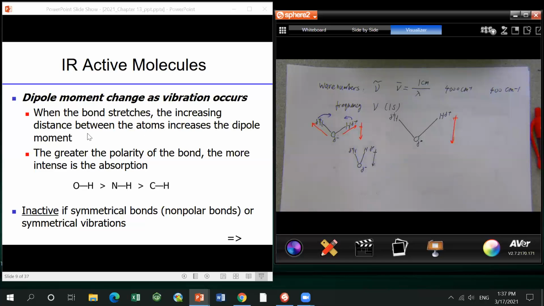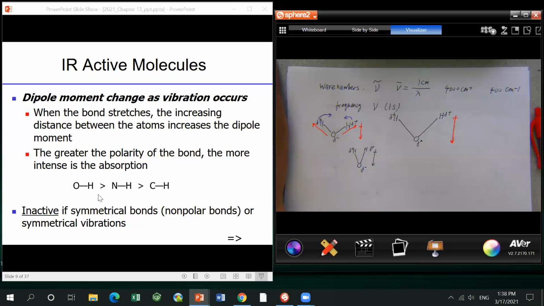Normally speaking, if a molecule has a more polar bond, then you get a higher intensity of absorption. Later I will show you the OH IR spectrum, the NH IR spectrum and the CH IR spectrum, and you can see clearly that OH has a bigger peak than NH, and NH is bigger than CH, because OH is more polar than NH, followed by CH. CH is pretty much non-polar.